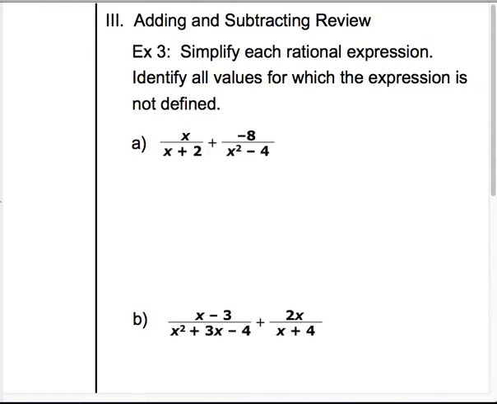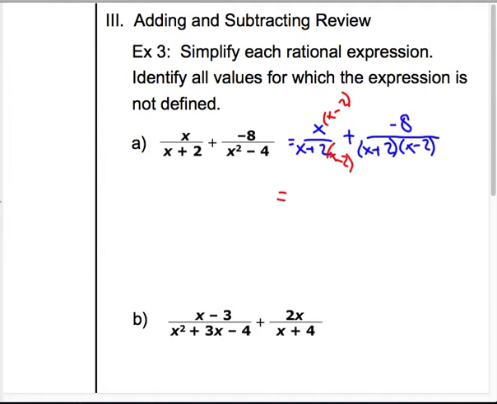So the first thing I notice about my first example is that second fraction, the denominator can be factored. So I'm going to do that first. I've got x plus 2, my first denominator. And my second denominator, once I factor, is x plus 2, x minus 2. All right, so I'm going to go ahead and multiply my first fraction by what's missing. And what's missing is x minus 2.